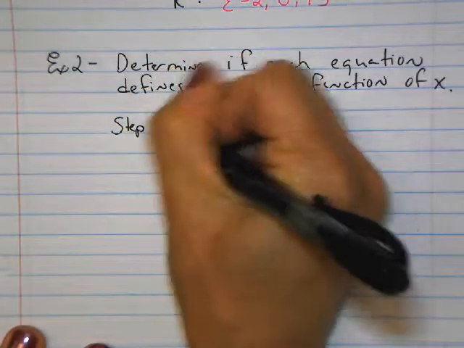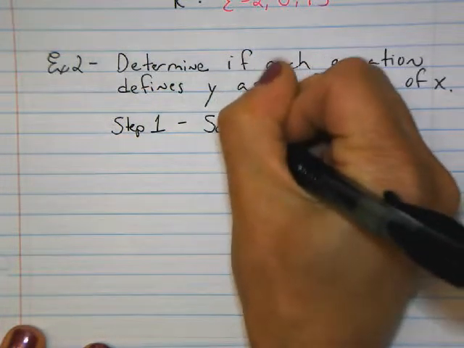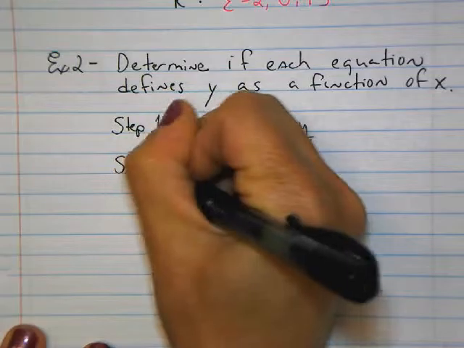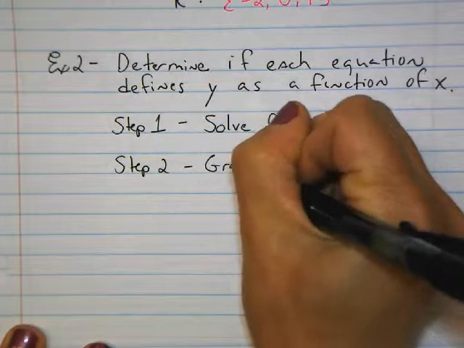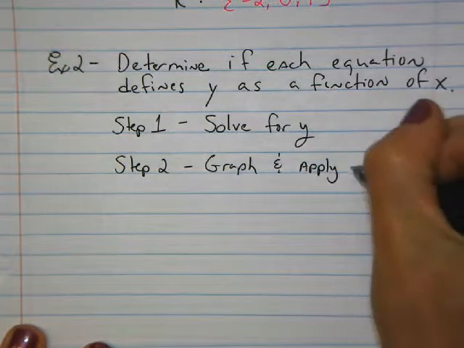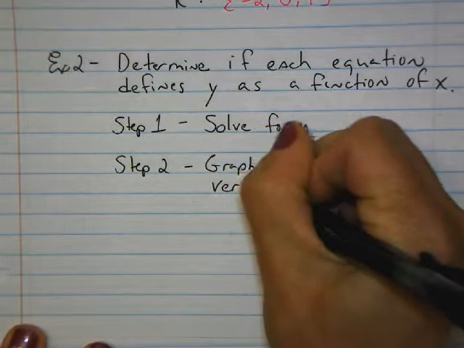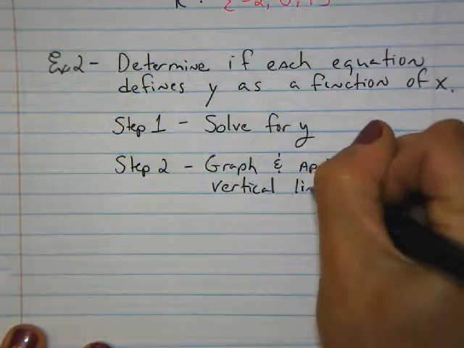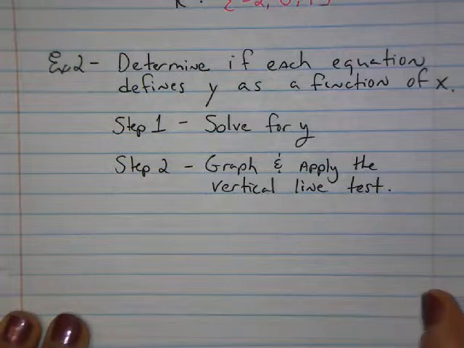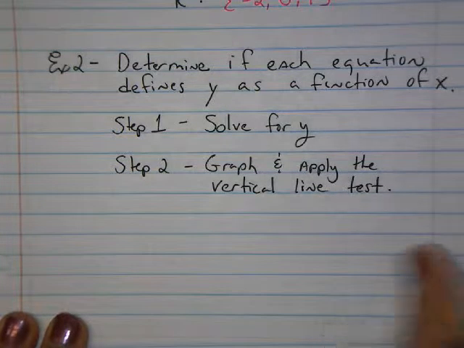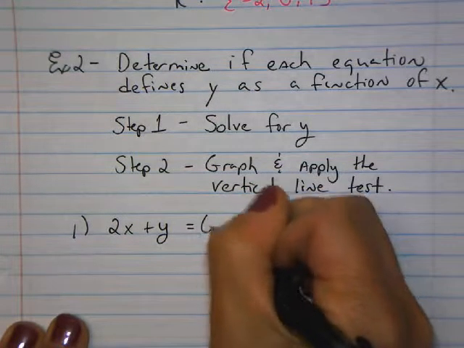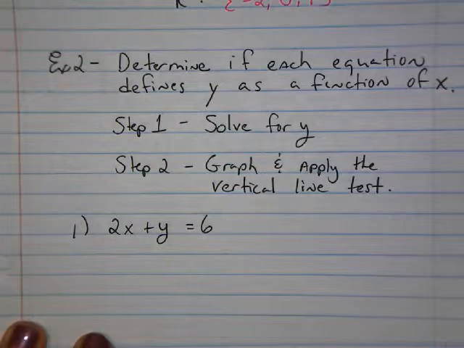So, I'm going to just give you some steps here that I like to do. Step 1, solve the equation for y. Step 2, graph it, and apply the vertical line test. Alright, so let's say we have 2x plus y equals 6. And I want to know, is y a function of x? So, step 1, get y by itself.